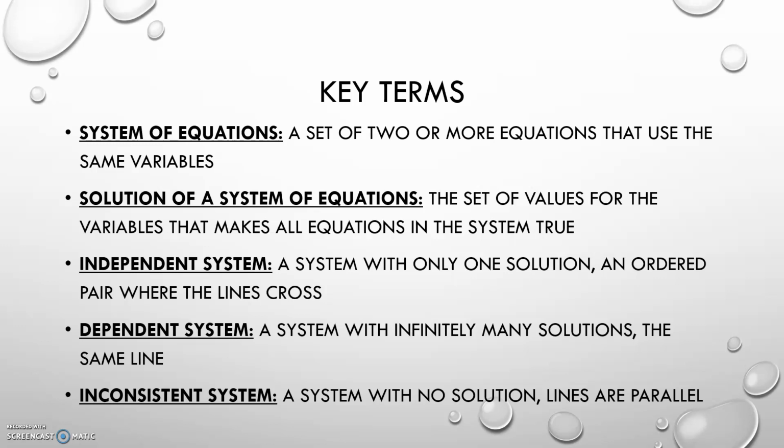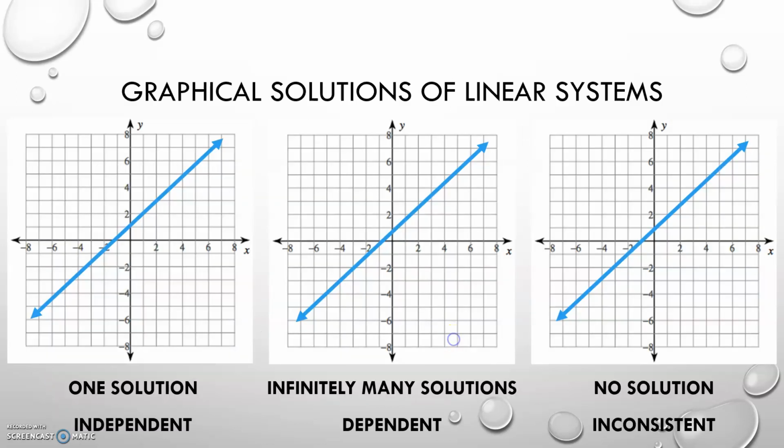An independent system, there are three different types of systems, but an independent system is going to be a system with only one solution, and it's an ordered pair where the lines cross. So if we look at this, it would be like if I did this. I've got my first line in this blue, and I've got my second line in the red, and the solution is this point. For example, it would be 1, 2.